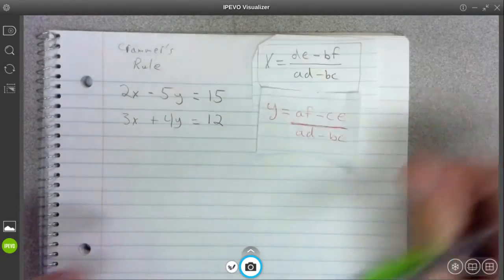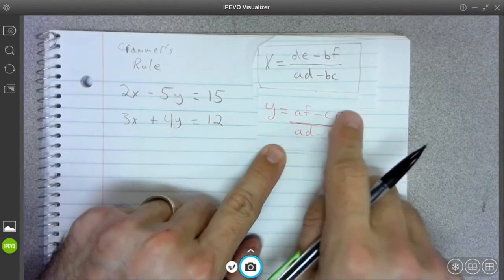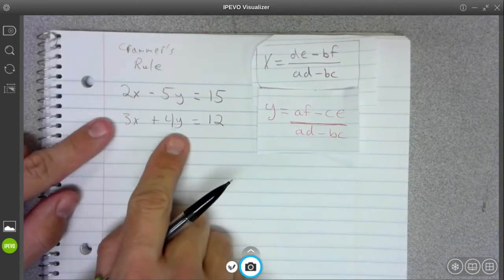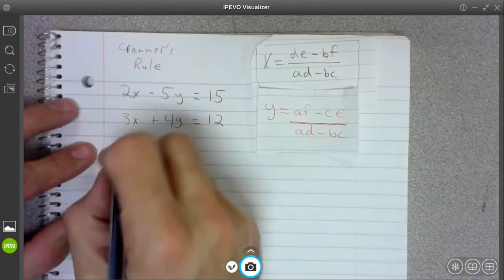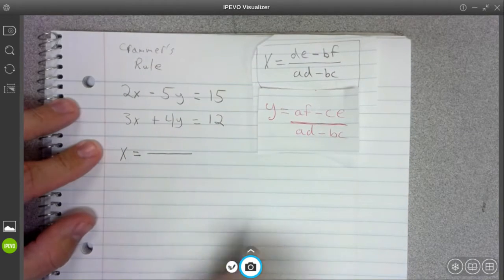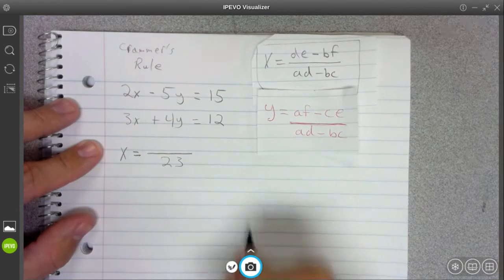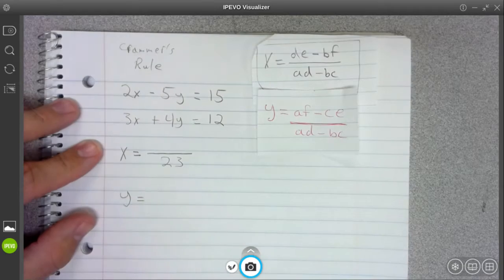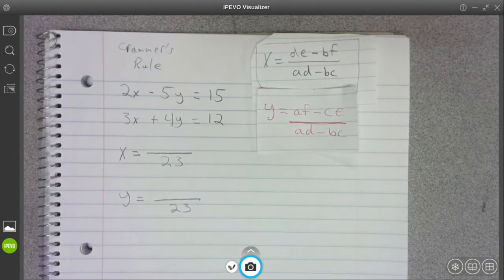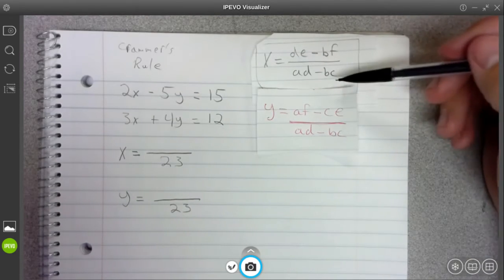So in our formulas that we found last time, we noticed that the bottom is the same, AD minus BC, and that's going to be the determinant of our original matrix. All right, so I can go ahead and substitute that in. The AD minus BC was that 23 I just found. Okay, and then for Y, same idea. Still the 23 here.